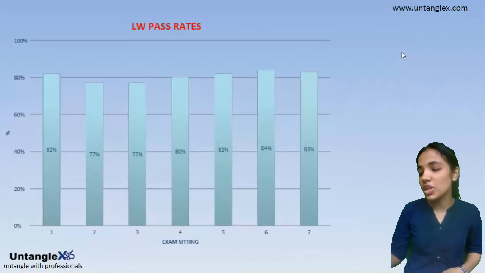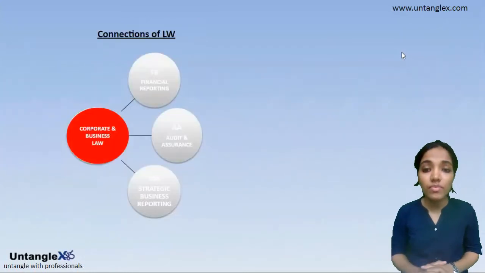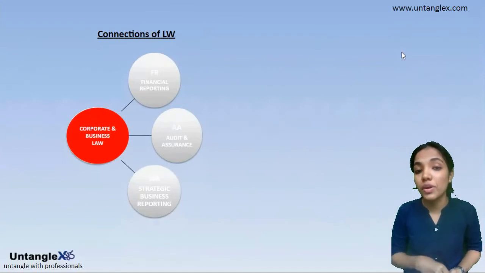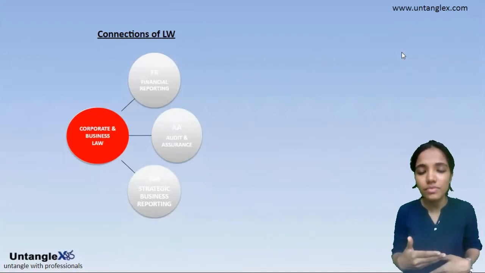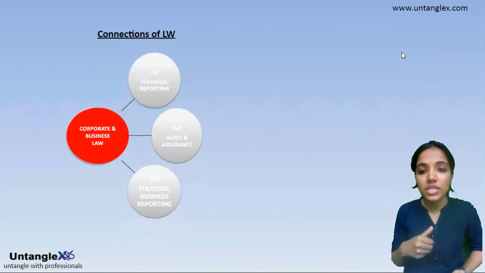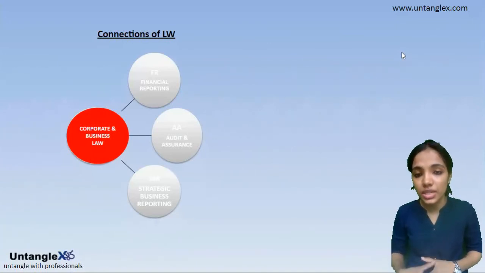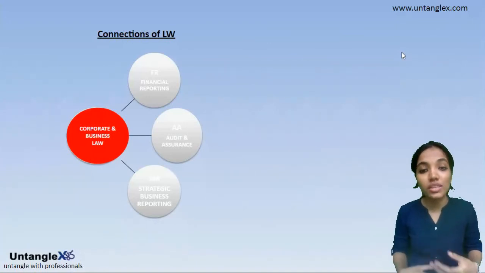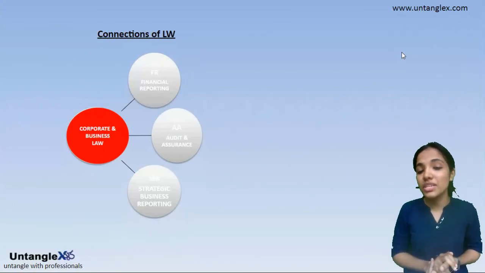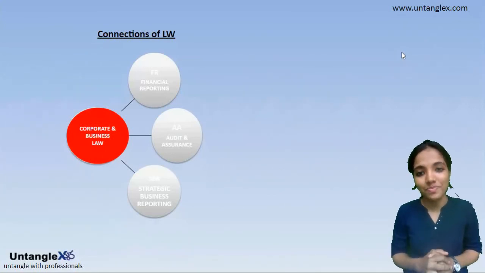Last but not least, I will let you know how our F4 paper is linked to other future papers of ACCA. Corporate and business law is linked to financial reporting, audit and assurance, and also strategic business reporting papers. So once we are thorough with the F4 paper, it will be easy to pass other exams also.